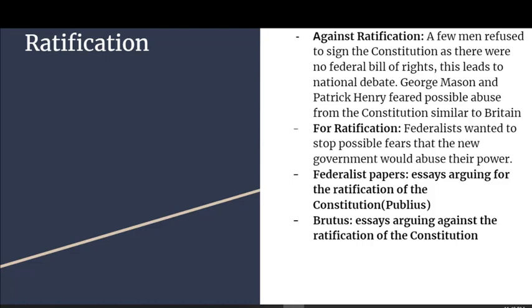While the for-ratification group said that they wanted to stop possible fears that the new government would abuse its power. So what they did was they wrote the Federalist Papers. Sometimes they would call it under the name Publius. And these were essays that argued for the ratification of the Constitution. While on the other side, the group against ratification had Brutus, with essays arguing against the ratification of the Constitution.